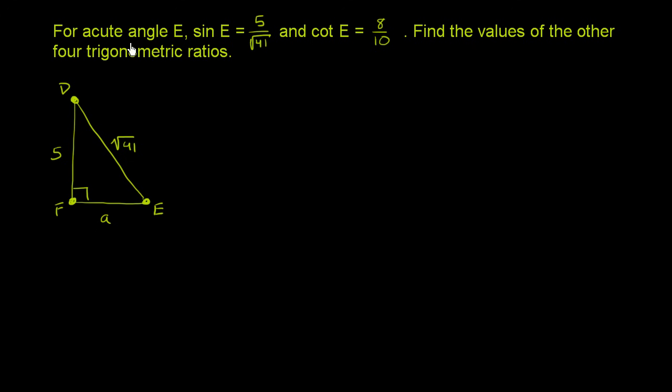For acute angle E, so that's this angle right over here, they tell us that sine of E is 5 over the square root of 41, and cotangent of E is equal to 8/10. Find the values of the other four trigonometric ratios.